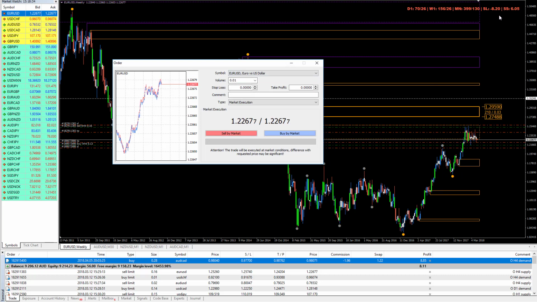Also, interest rate swaps are going down. Swap short, €6 per lot. That's a lot. Swap long, you can be paying that. That's a lot, so you don't want to pay that. We don't have big positions, but it'll add up over time.